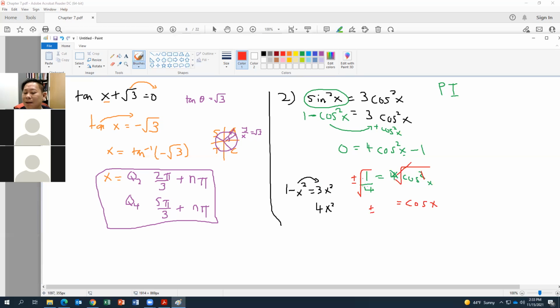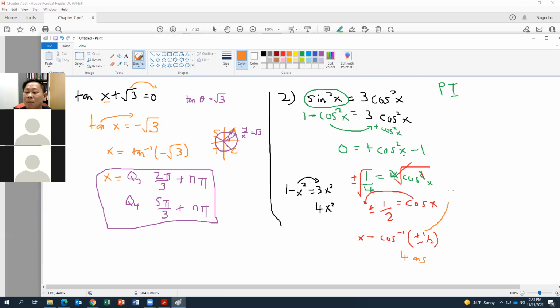Can someone tell me what is 1/4 when you take the square root of it? 1/2. You get 1/2. And then we'll move back, so we are solving this. So x in this case will be the arc cosine of plus minus 1/2. In this case, you will have 4 answers. The reason why is because of the plus and minus.